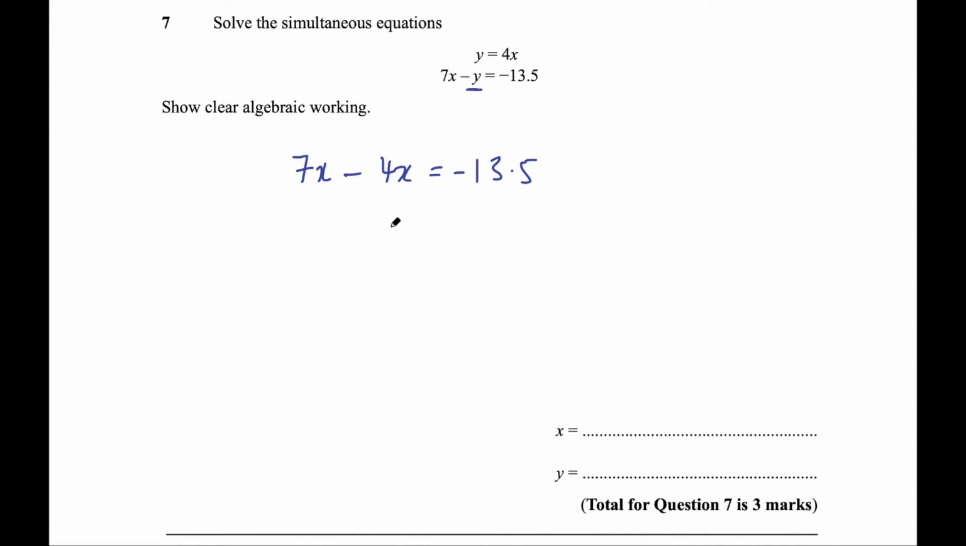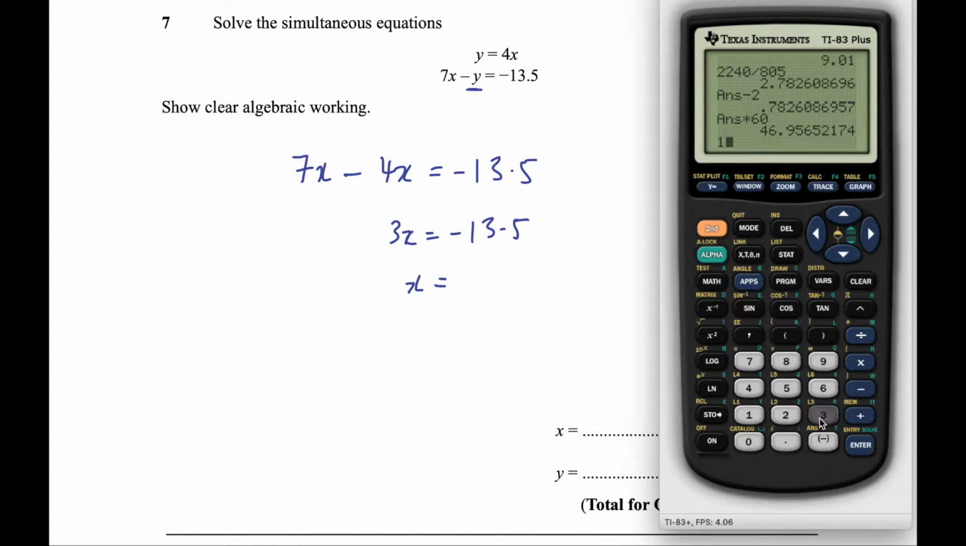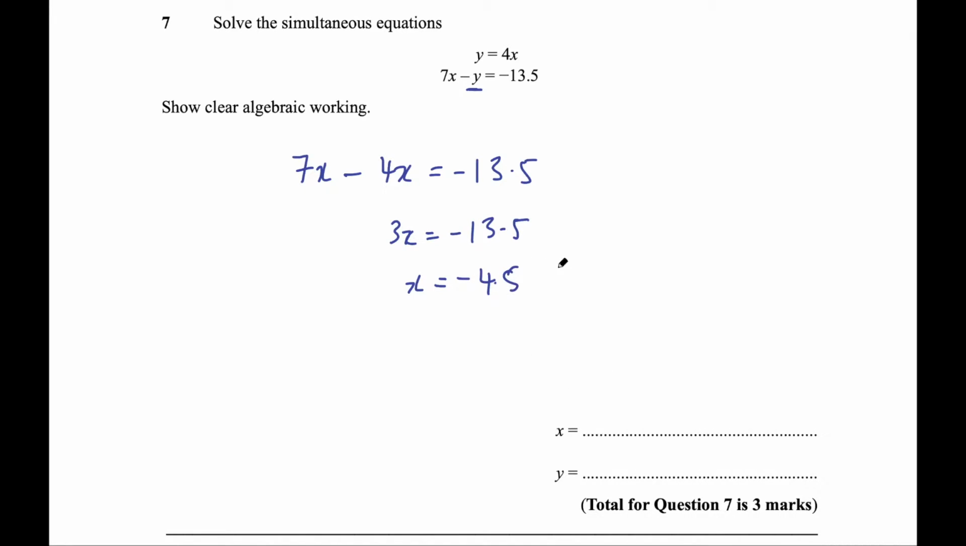So 7x take 4x is 3x equals negative 13.5, and then x is going to be 13.5 divided by 3. And I'm feeling lazy, so I'm just going to do that on a calculator. 13.5 divided by 3 is 4.5, negative 4.5, and then substitute that into the original first equation. So y equals 4 lots of x, 4 times negative 4.5, that's negative 18. So y is going to be negative 18. Alright, so final answer there, negative 4.5 for x and negative 18 for y. Okay, that was question 7 for 3 marks.